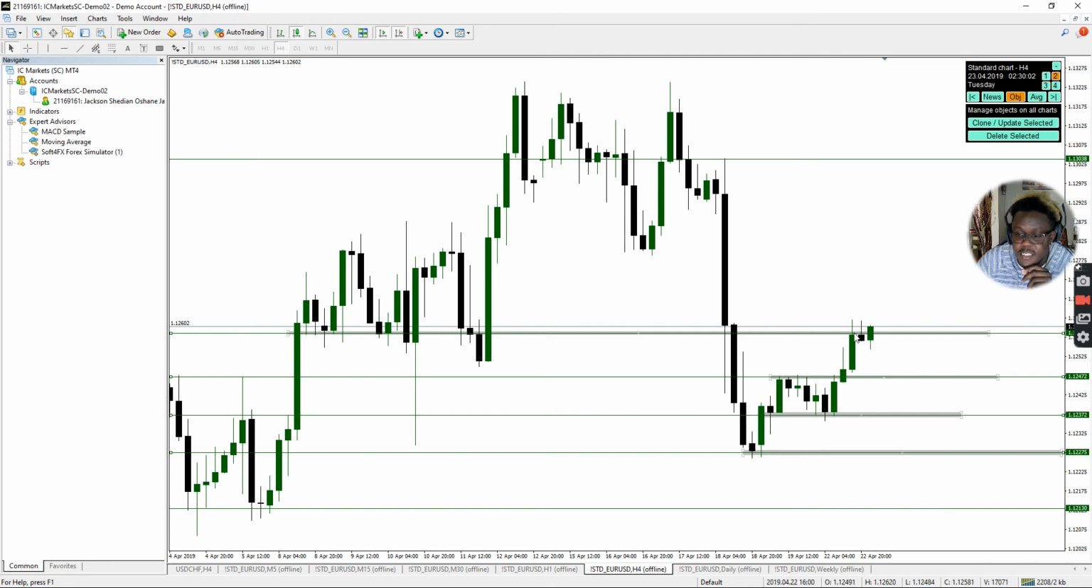If price breaks and closes above here, there's a high probability we might continue to push up because we have a clean H4 candle right here. And the idea is to always mirror clean movement. But with the trend line strategy, for me, it's a bit different.